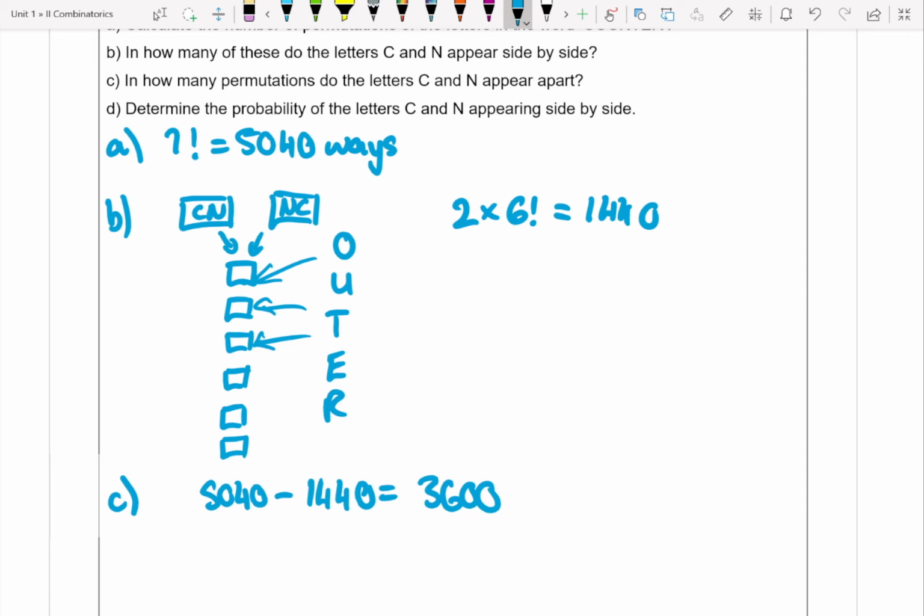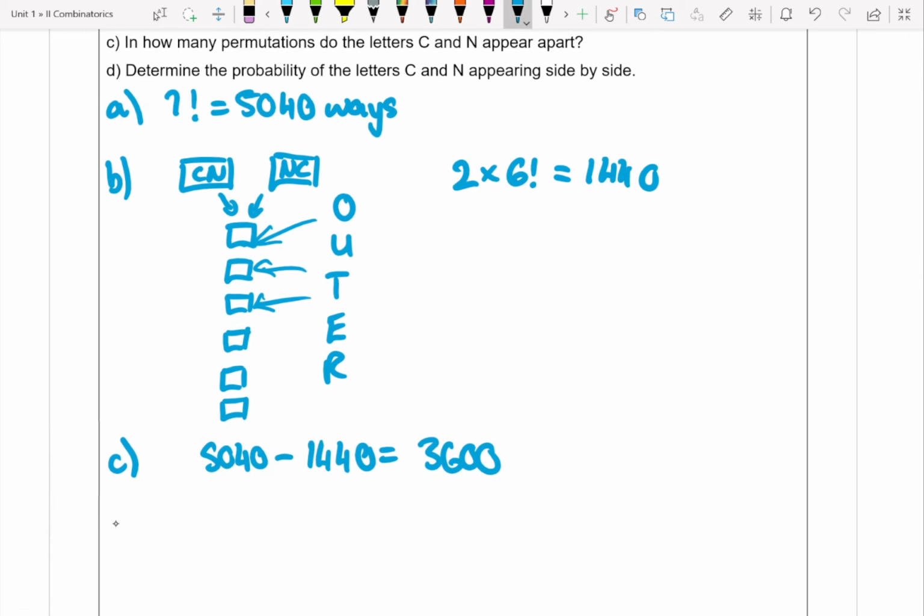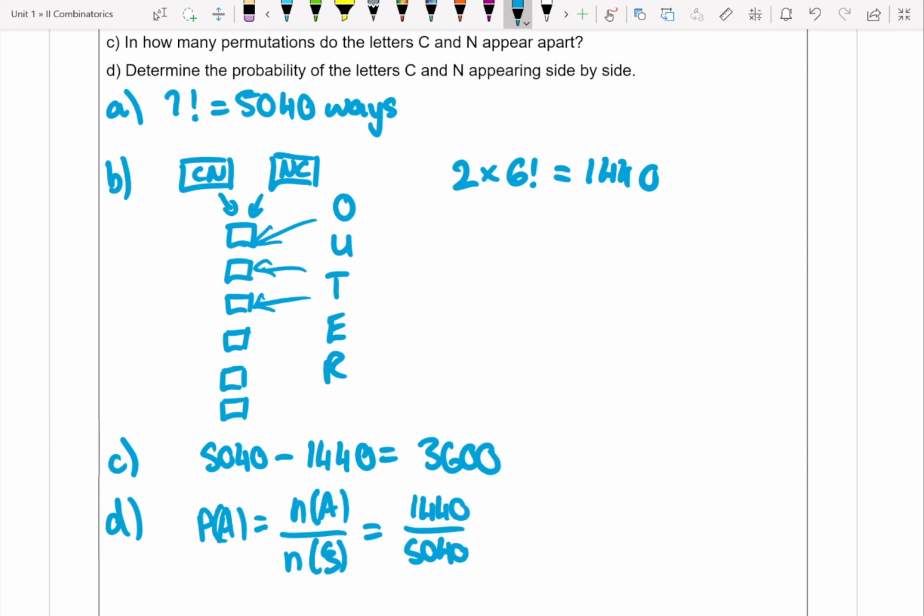Lastly, we're asked to find the probability of the letters appearing side by side. So instead of subtracting these values, we use our probability formula, which is going to be n(A) over n(S), the sample space, which is 1,440 divided by 5,040. So that gives us a probability of 2 out of 7.